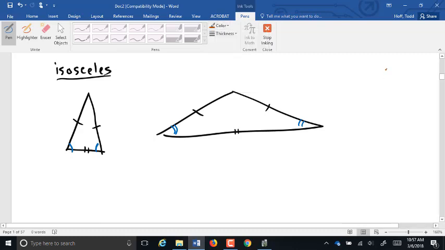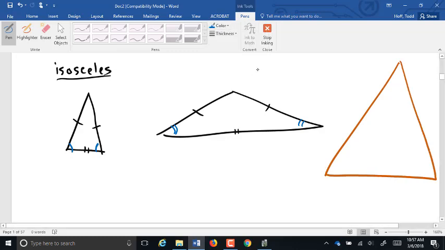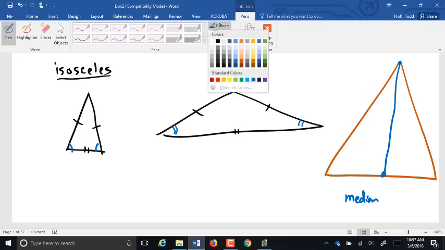So I'm going to draw a generic triangle off to the side here and define a couple of things. So here's a generic triangle. The first thing I'm going to define is something called a median. If I go from any vertex to the midpoint of the opposite side, that is called a median. It cuts the opposite side in half.